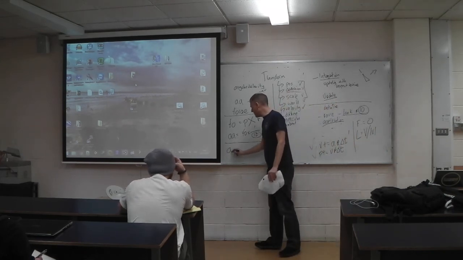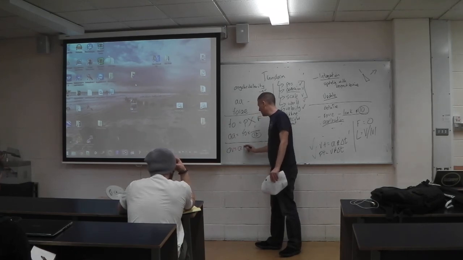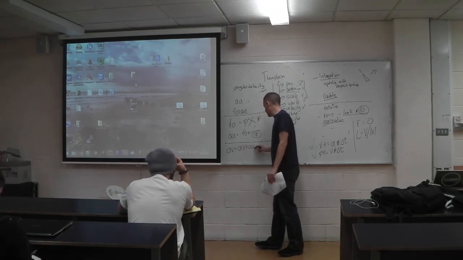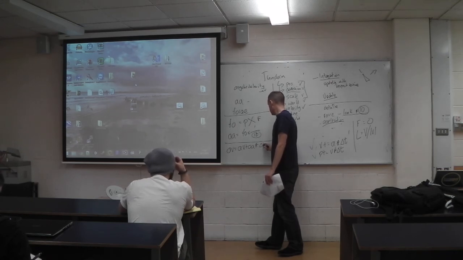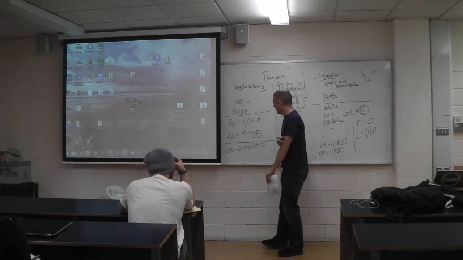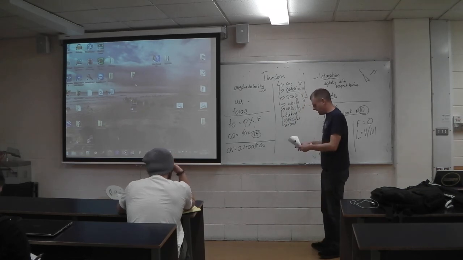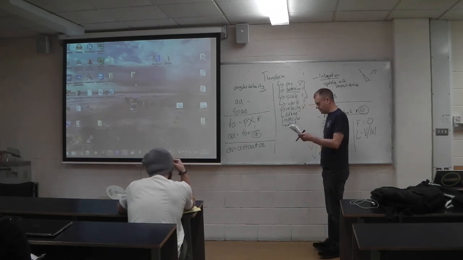And then we have angular velocity equals angular velocity plus the angular acceleration multiplied by the time delta. And then finally, we have this equation which tells us what way the object is going to be oriented, which is the last equation.